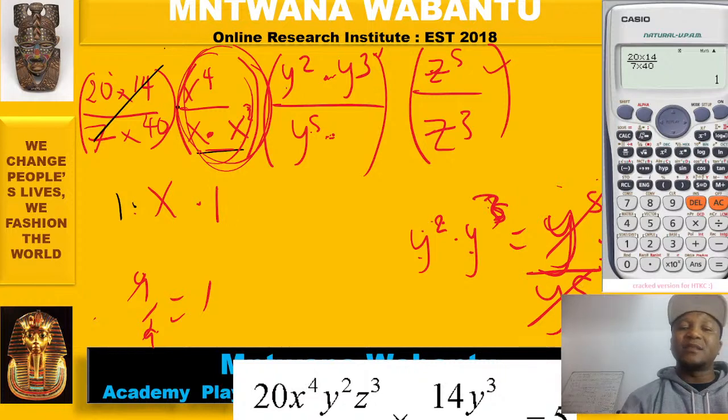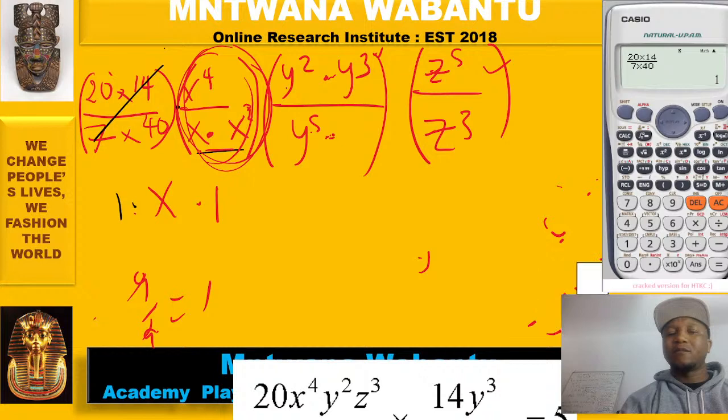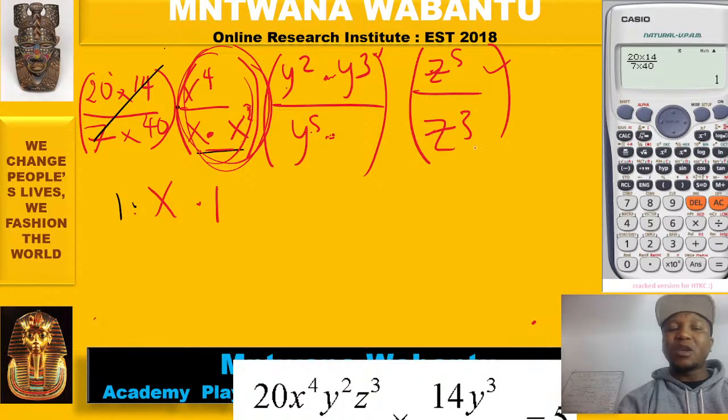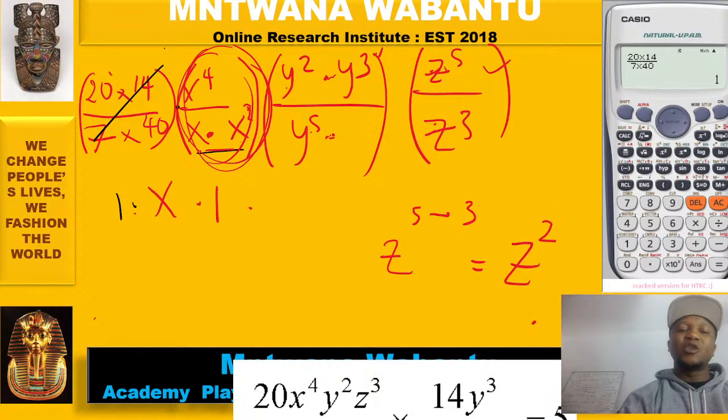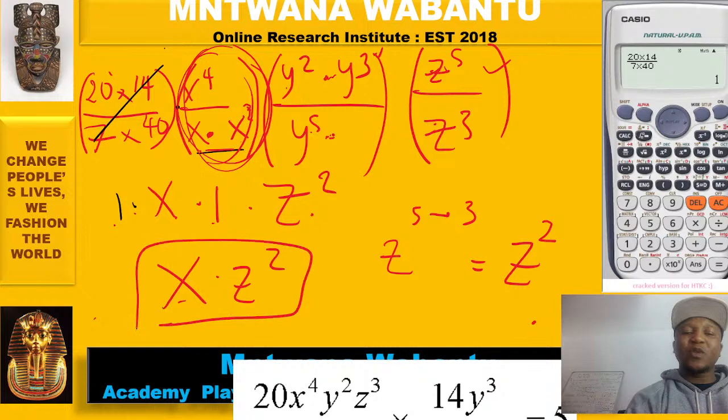Now we go for z. For z here, the bases are the same. I only write one base and then take the top power minus the bottom power. So it becomes z, 5 minus 3 equal to 2, so times z power 2. Our final answer is x, because 1 times x is x, and 1 times z power 2 is z squared. This is our final answer.